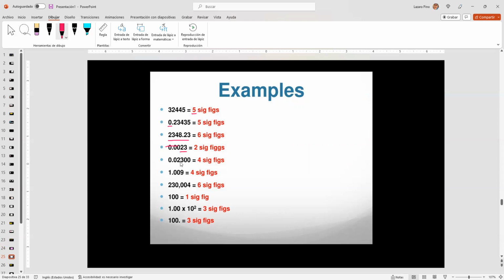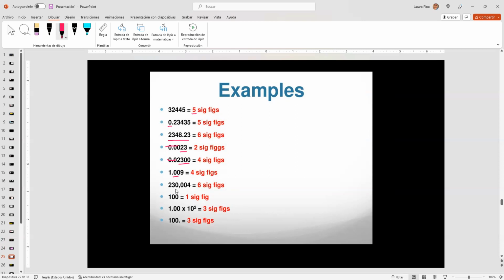In this one, these zeros are not significant because they are zeros to the left, but these zeros are after a decimal point and are considered significant. So this number has 4 significant figures. These zeros are in between 2 digits different from 0, so you can consider these 2 zeros significant.